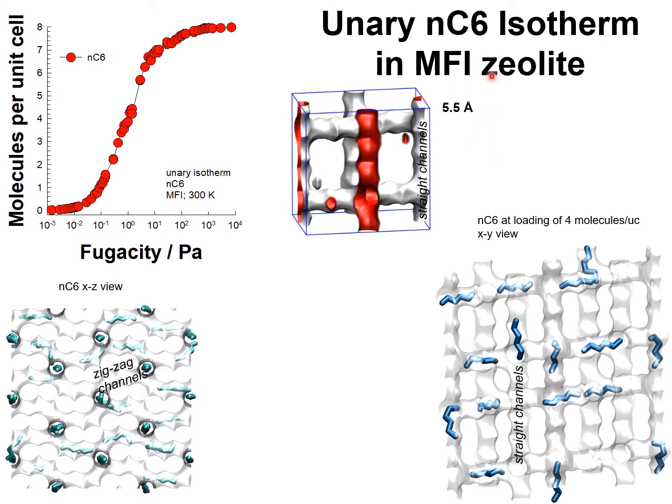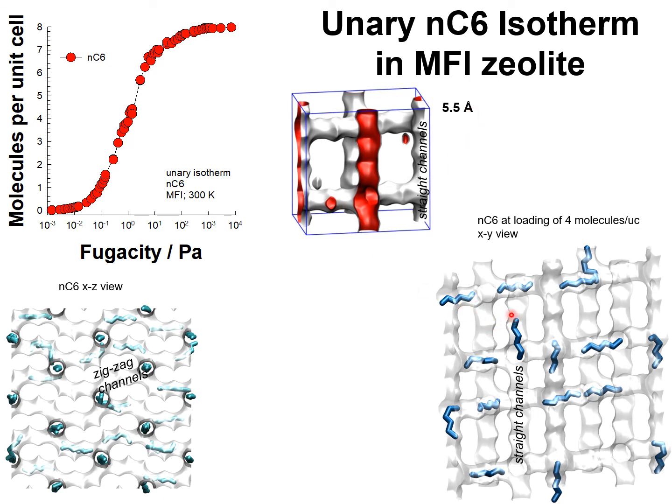Hexane isomers can be separated using MFI zeolite by exploiting a different type of entropy effect. To illustrate this, let us consider the unary isotherm of normal hexane. Now, MFI zeolite consists of a set of straight channels and zigzag channels. The dimensions are 5.5 angstrom.